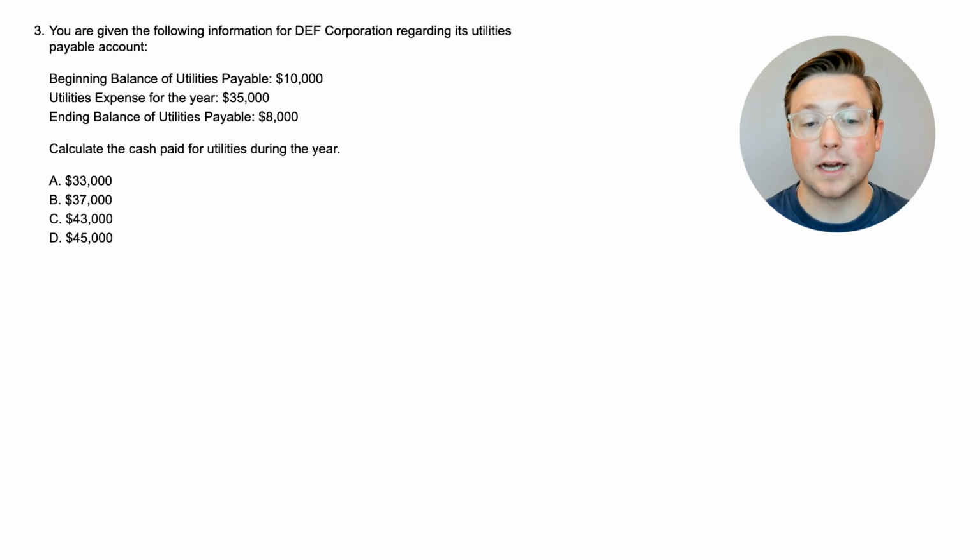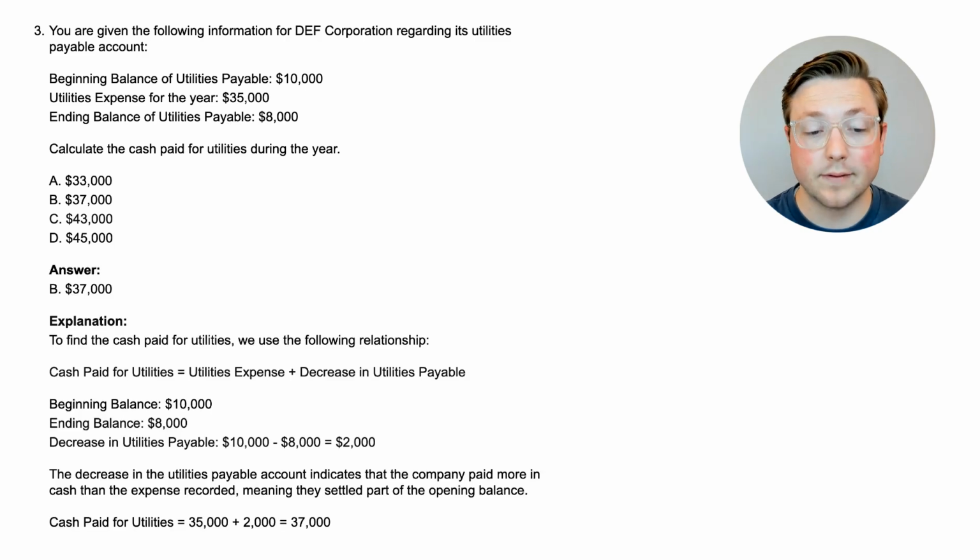So we have to calculate the cash paid for utilities during the year. So how much did you actually pay for utilities based off of these amounts that we're seeing right here? It's pretty straightforward. You could probably figure this out on your own, but if not, that's okay. Let's go to the answer. All right, the answer is B, $37,000.